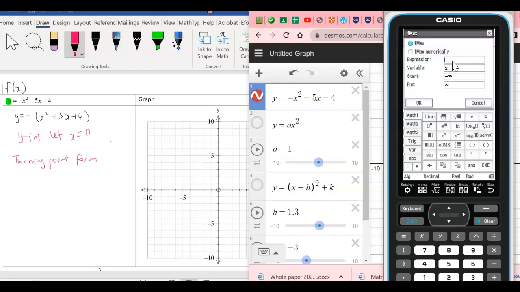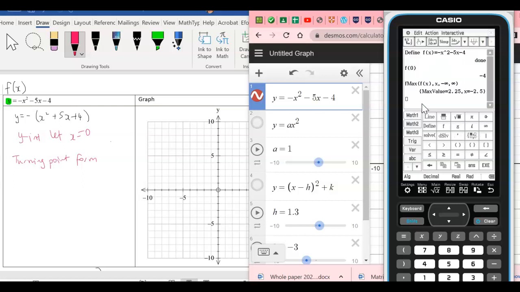All right, so your expression, you could type it all in again, but we said, hey, calculator, can you just remember it for me? And you just type f of x. The variable is x, and negative infinity to infinity. We're just dealing with parabolas, but you can have graphs with multiple turning points. Cubics can have multiple turning points, but parabolas only have one, so we don't need to really think about that start and end, which is awesome. Just go okay.